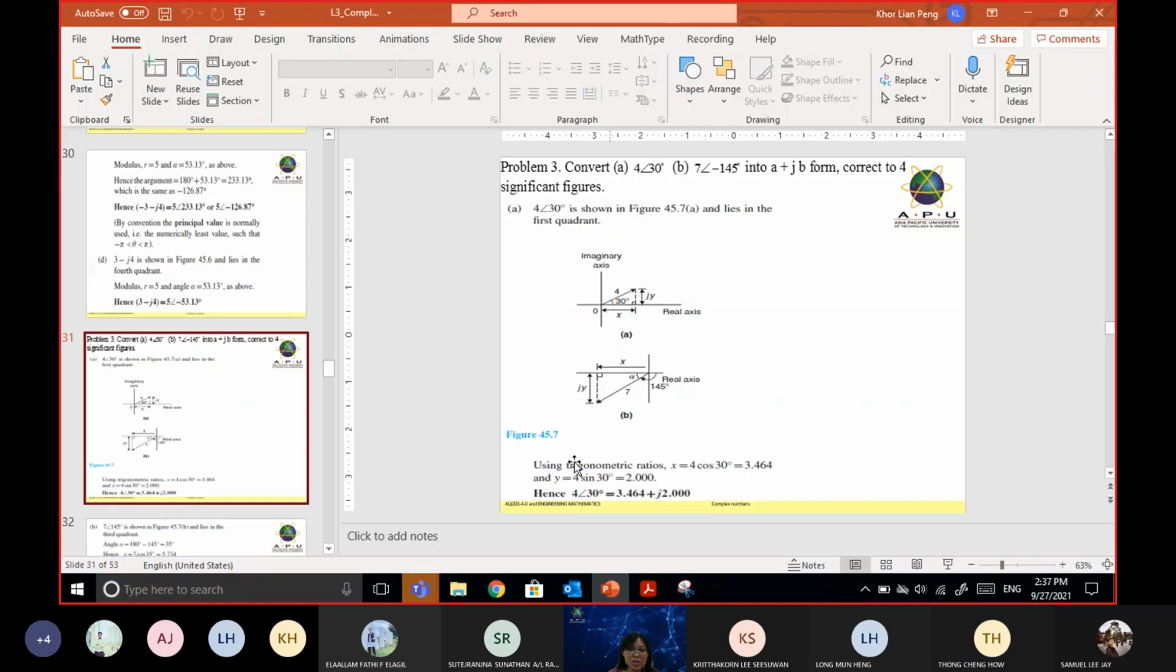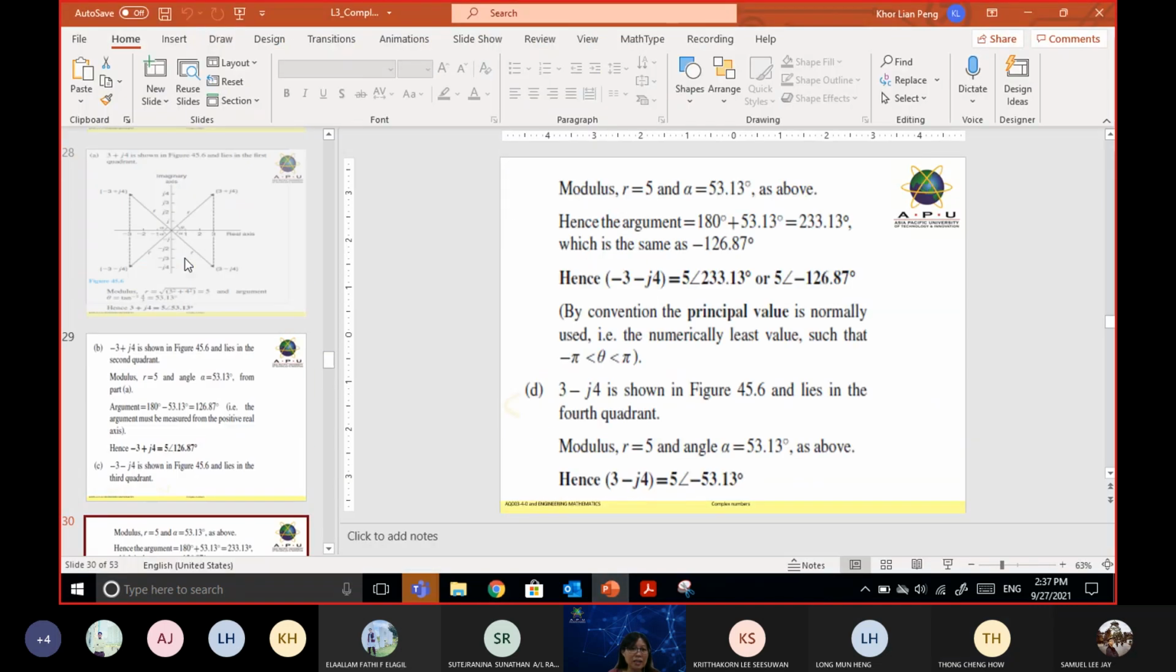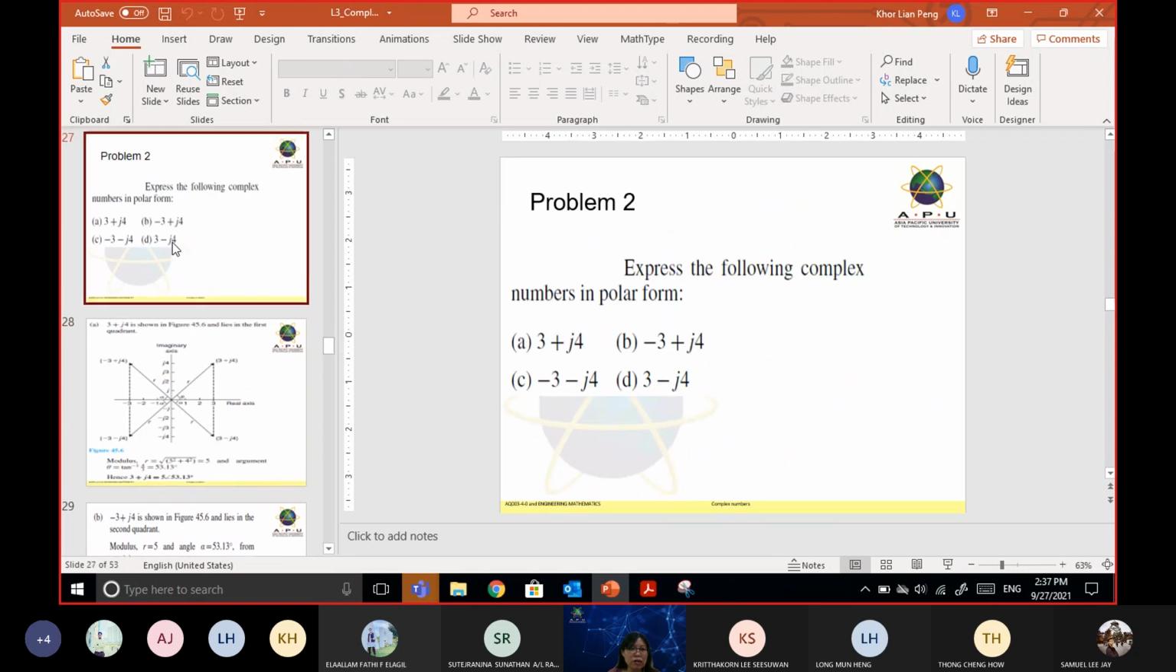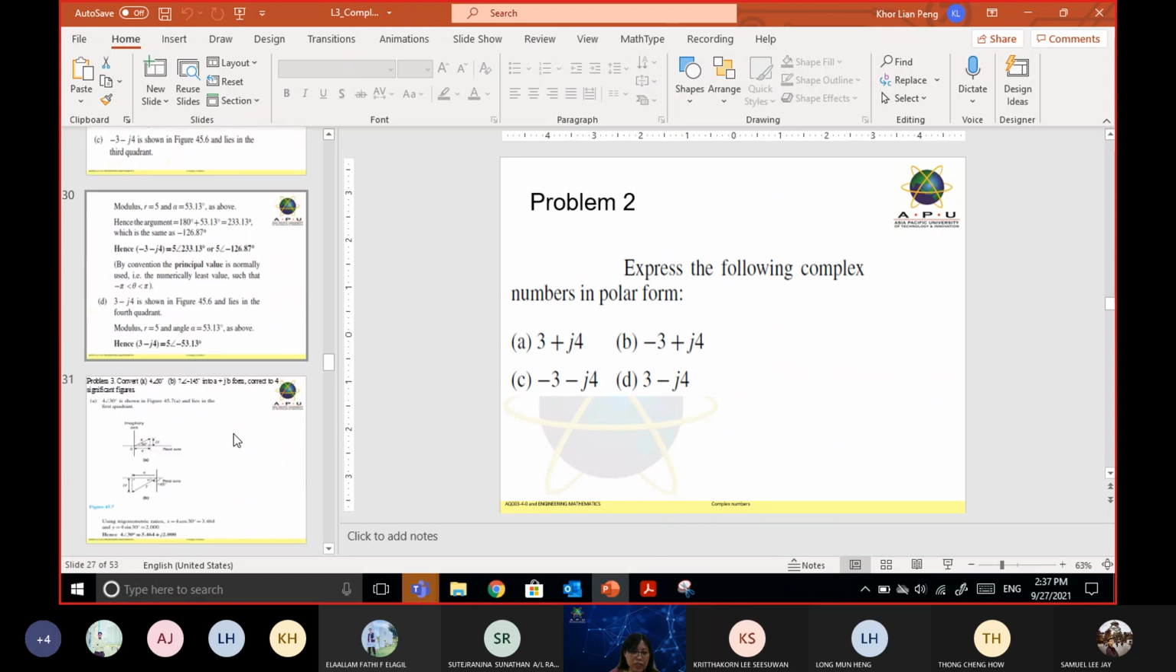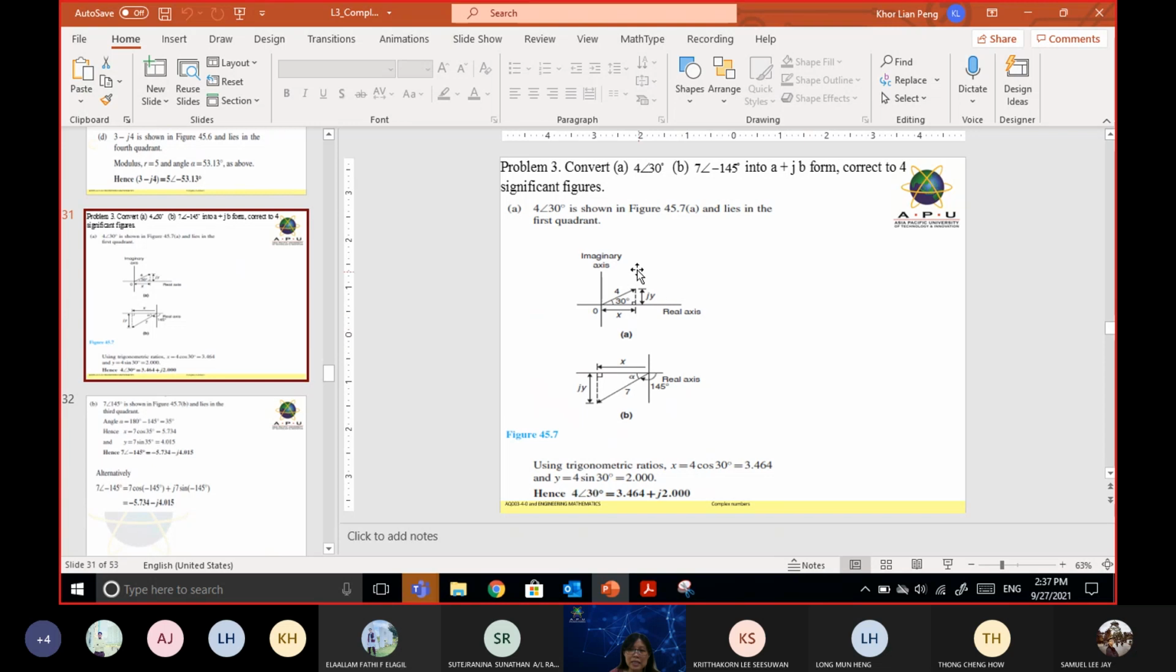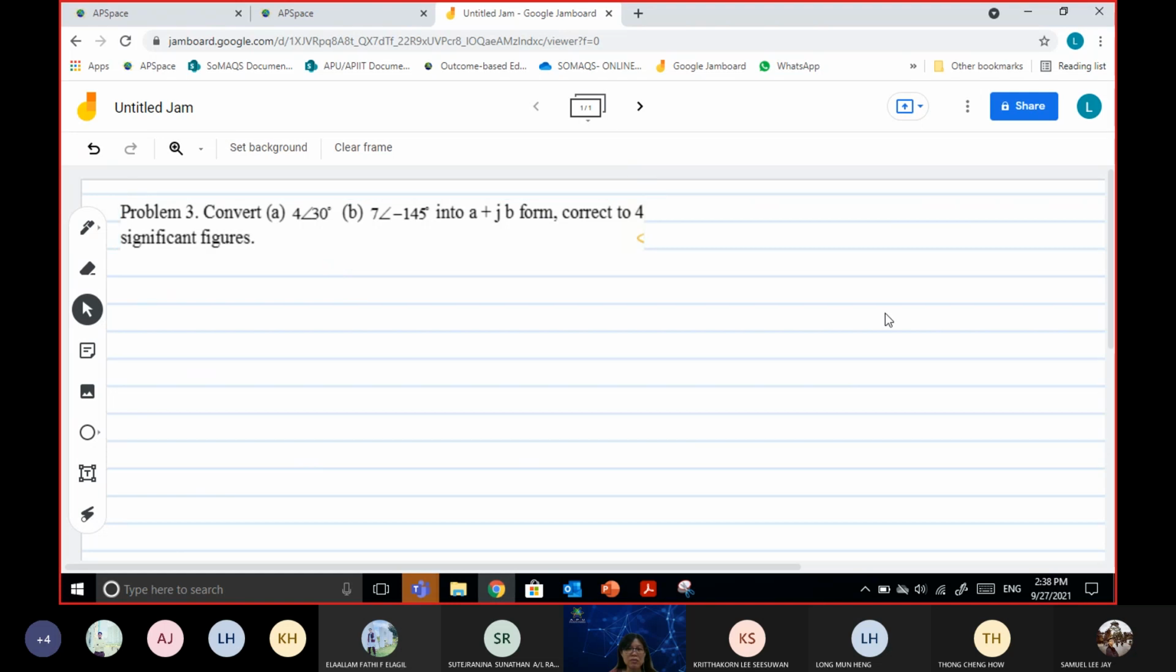So this question comes from here. In the previous slides we have gone through how to express complex numbers in Cartesian form into polar form, and we have discussed quite a number of questions in tutorial. We have gone through the calculation. So now it is in reverse: how we express the polar form into the Cartesian form. So this is a question.